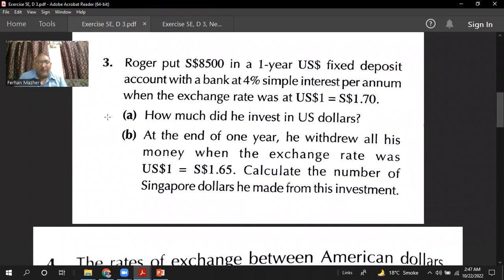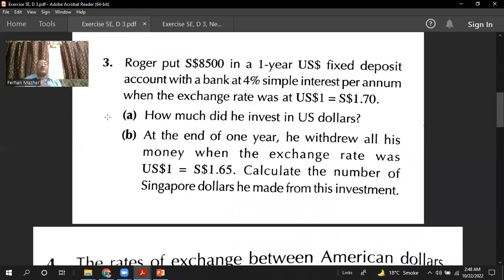Exercise 5E from the book D3, New Syllabus Mathematics 7th edition, question number 3. Roger puts 8,500 Singapore dollars in a 1-year US dollar fixed deposit account with the bank at 4% simple interest per annum when the exchange rate was 1 US dollar equals 1.70 Singapore dollars. The A part is: how much did he invest in US dollars?